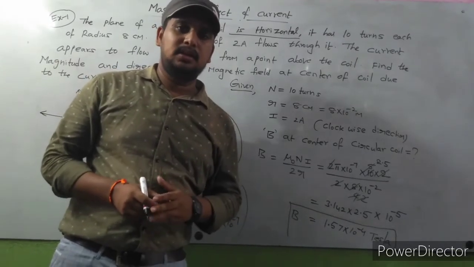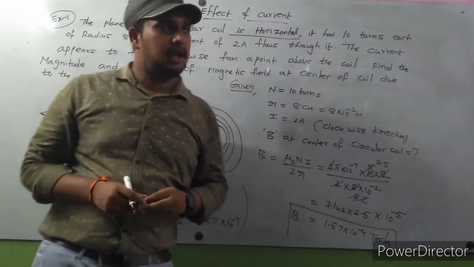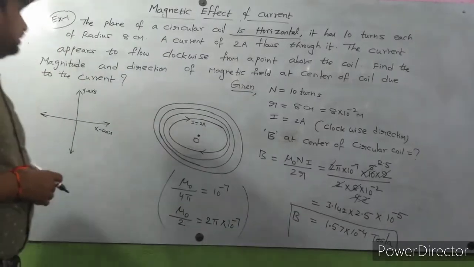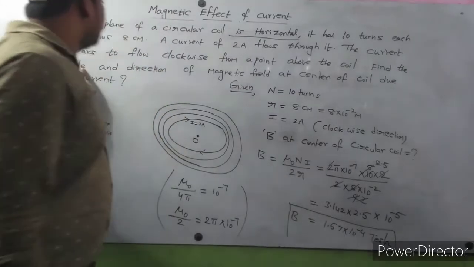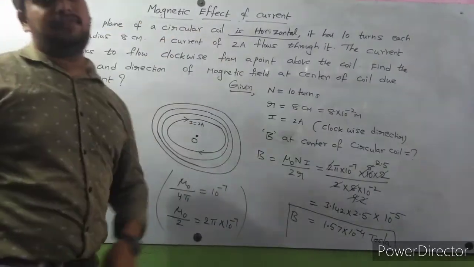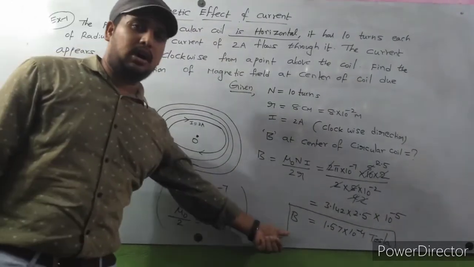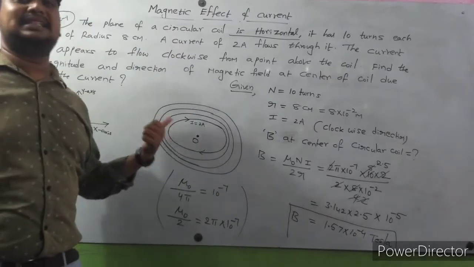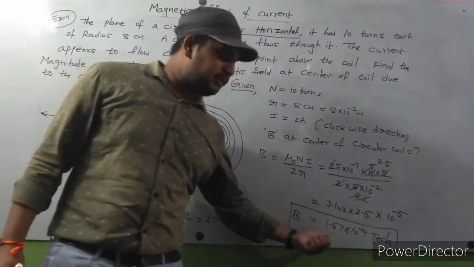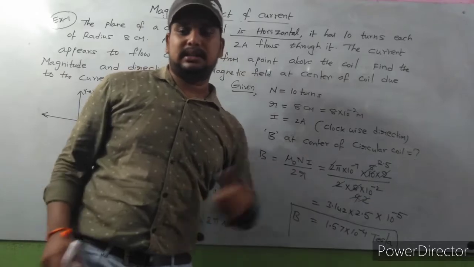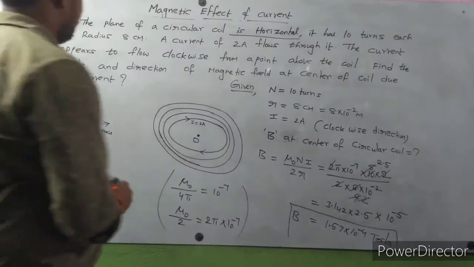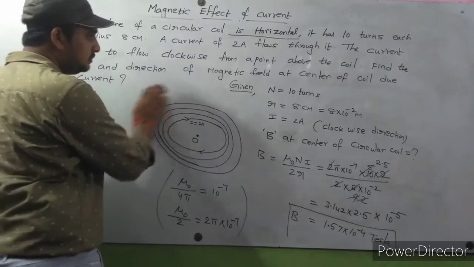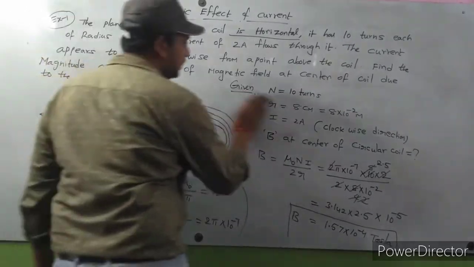Is the problem completed? No, here one more step is there. Observe carefully. What we need to find here? We need to find the magnitude and direction of the magnetic field. Already we got the magnitude, 1.57 into 10 power minus 4 Tesla. Now we need to find the direction. How to find direction here?